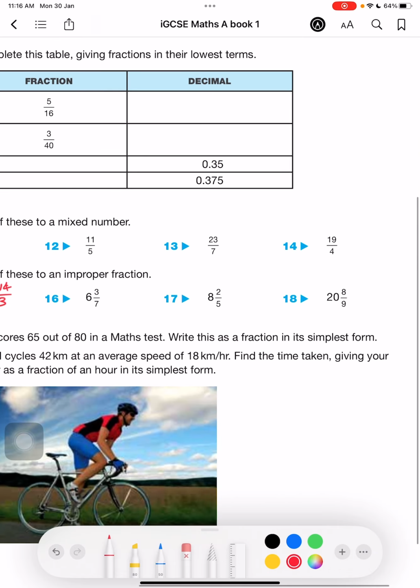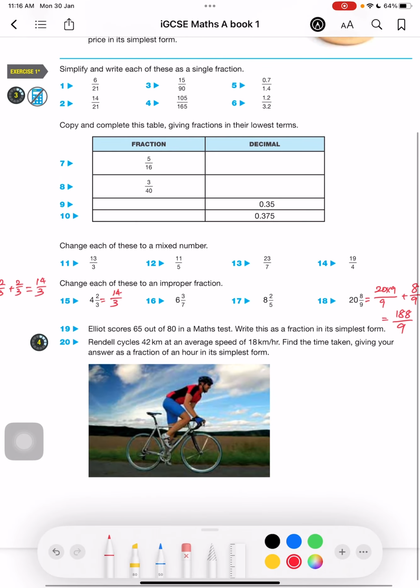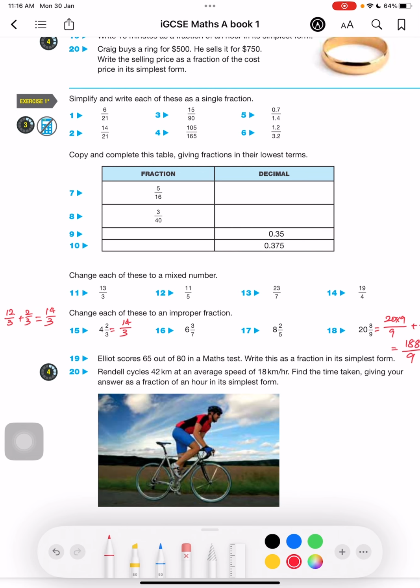Alright, and we move on to 28 over 9. So 20, same thing, times the denominator, which is 9. 20 times 9 gives you 180 plus 8 over 9. So this gives you 188 over 9. Oh, I'm sorry, this should be 9. Yep. So 188 over 9. Okay, great.